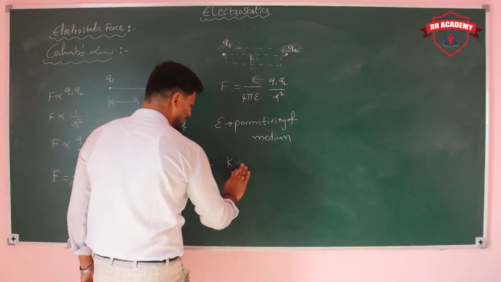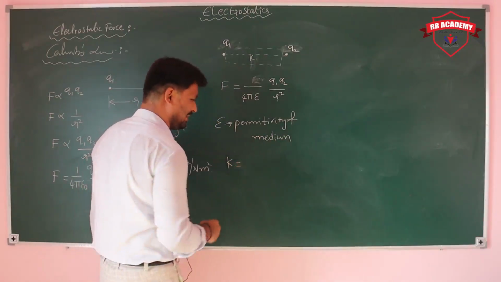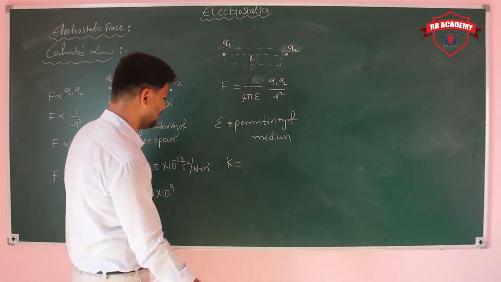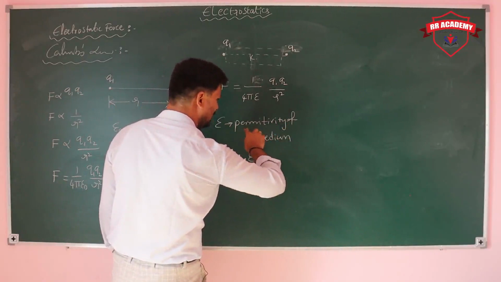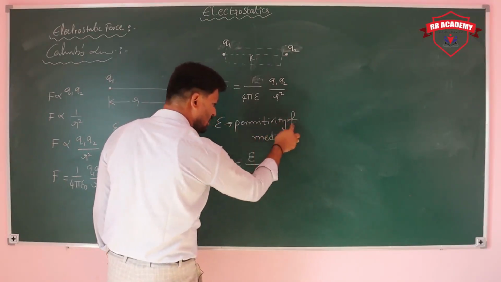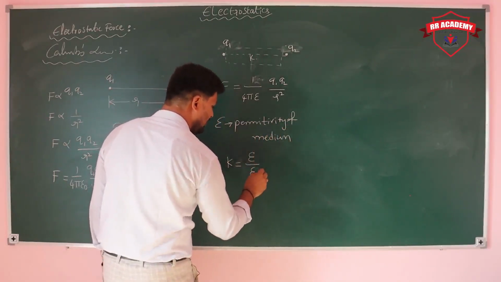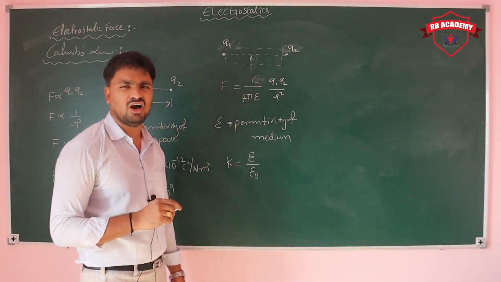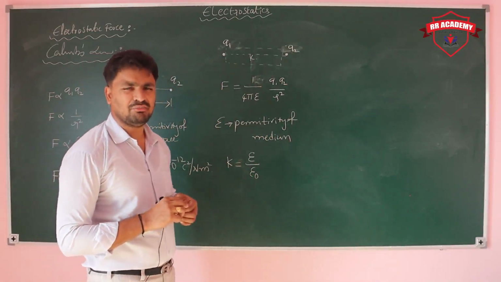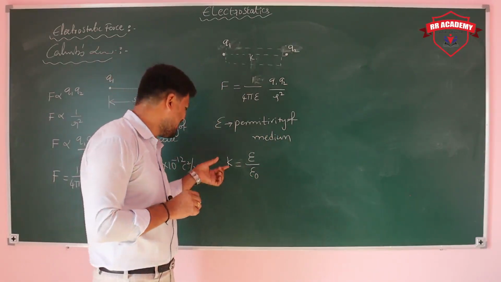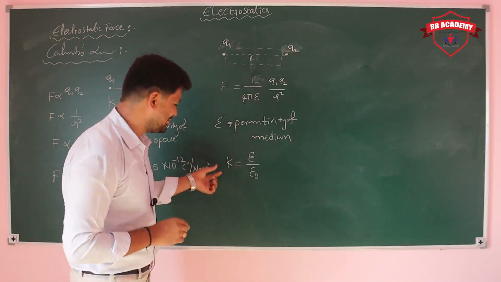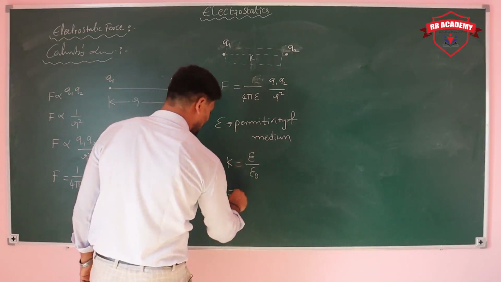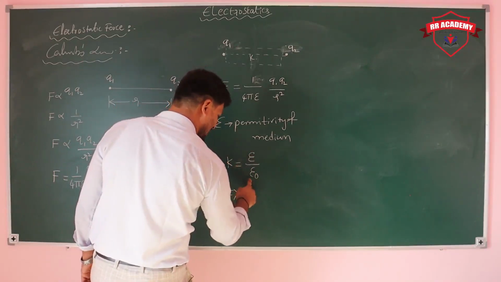Now here only we are giving the definition for the dielectric constant or relative permittivity, where K is called dielectric constant or relative permittivity. What is the definition for that? The ratio of permittivity of the medium to the permittivity of the free space is called simply relative permittivity or dielectric constant. That is, K is equal to epsilon by epsilon naught.